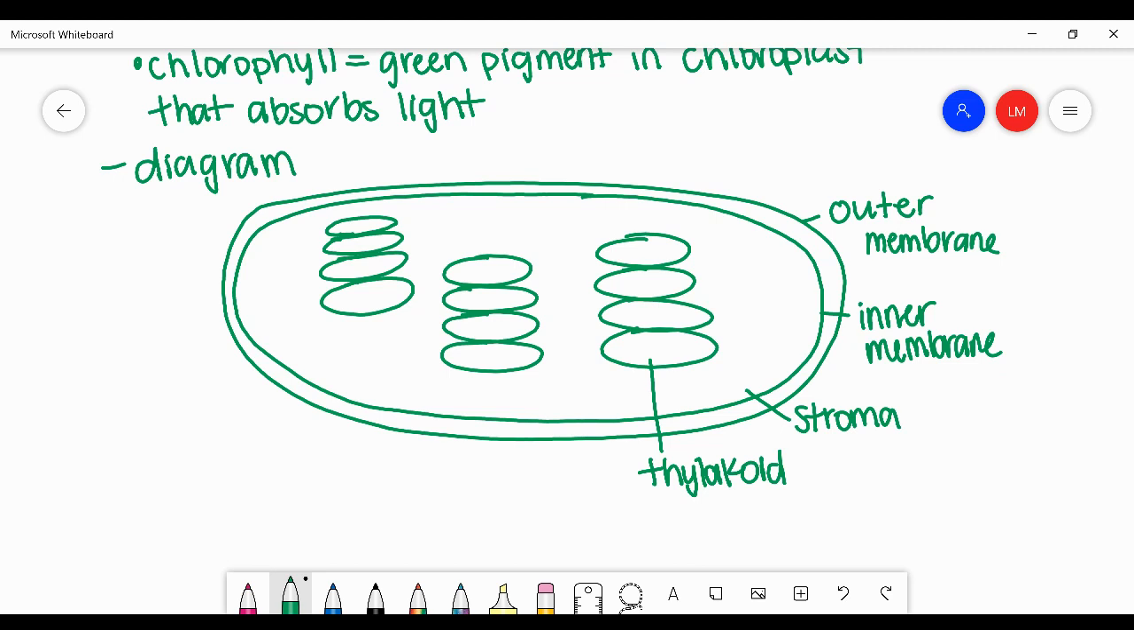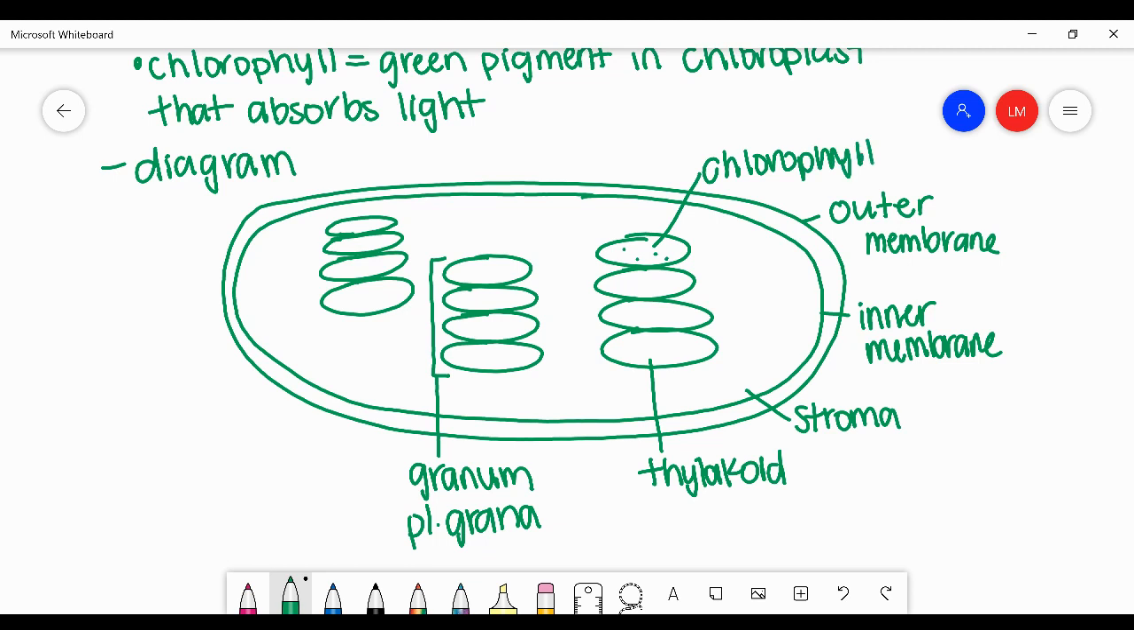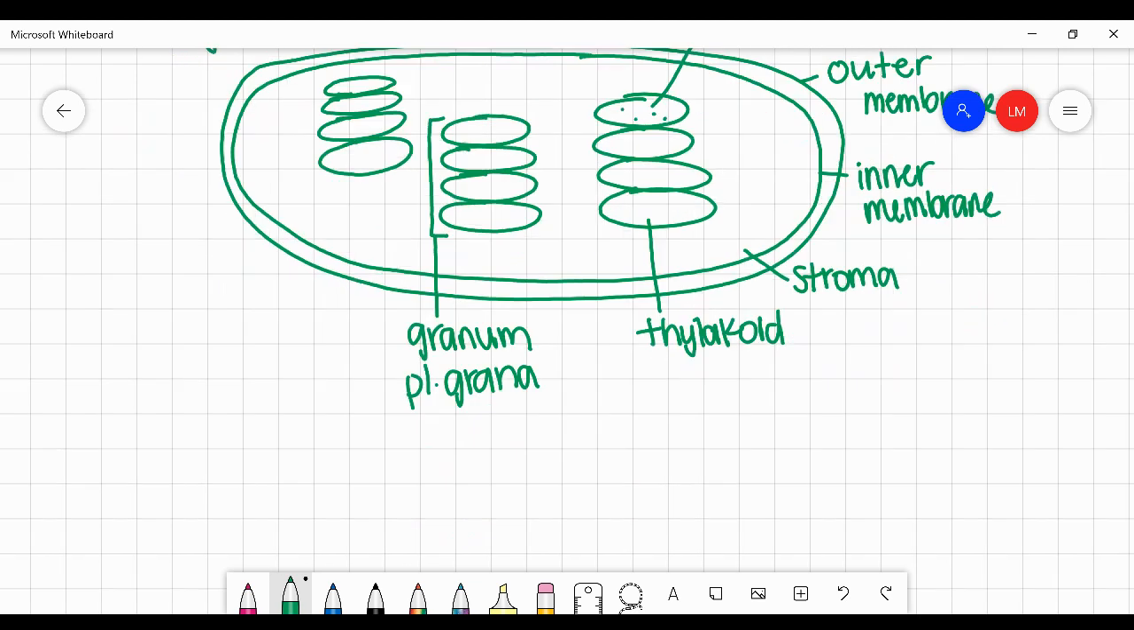And a stack of discs is called a granum. The plural form of that is grana. And then on our thylakoid membrane is where we have chlorophyll. So all of these things will be important as we move through photosynthesis, which we will finally get to.